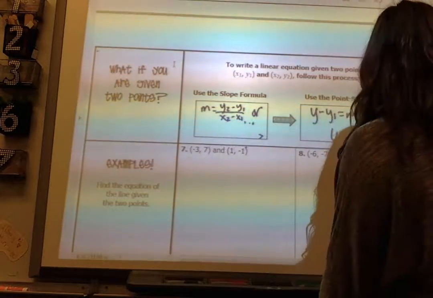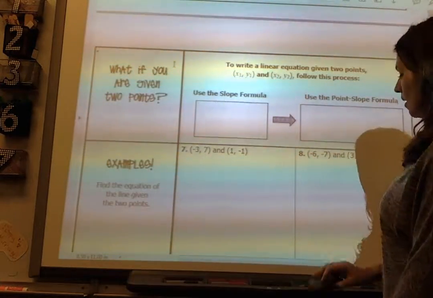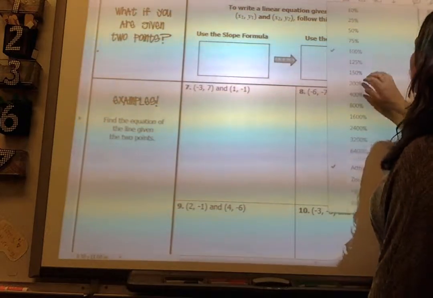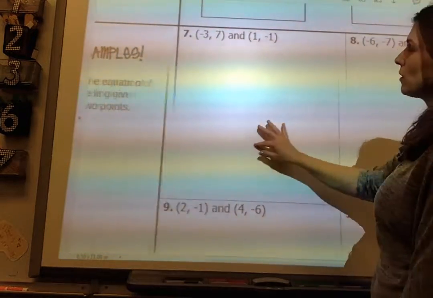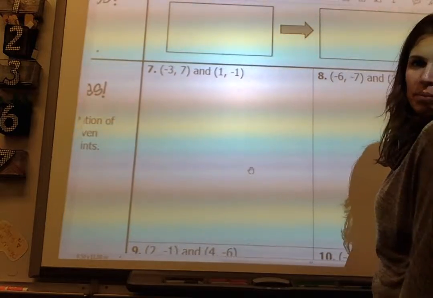And of course it doesn't work. All right, so let's do number 7. I'm going to expand that to 150 because we got a lot of work to do here. Not a lot, but you know.